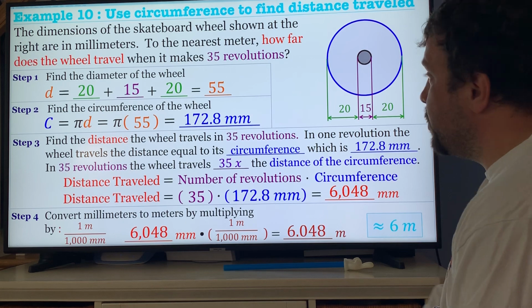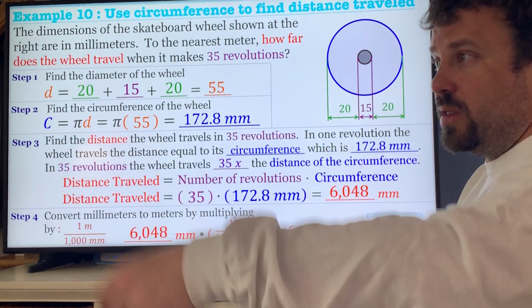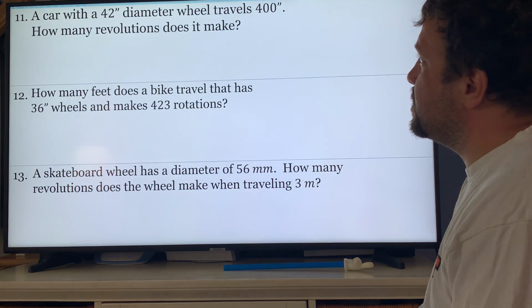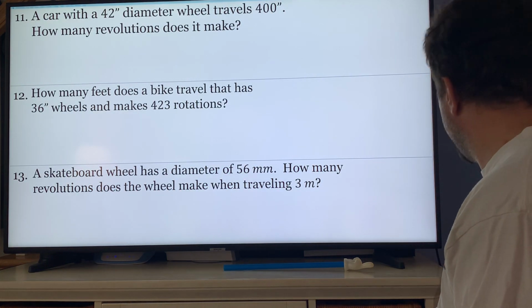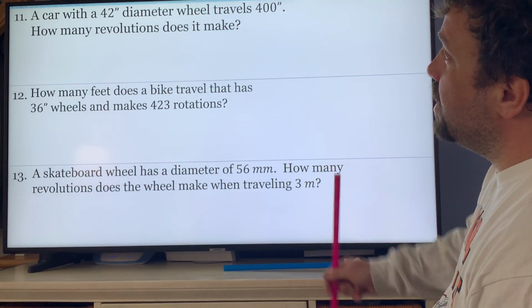So now you're going to do 3 of these problems on your own. You're not going to have to do the conversion at the end, but it's always good to know sometimes you have to convert. So I want you guys to try problems 11, 12, and 13. Hopefully you're done. Let's go.